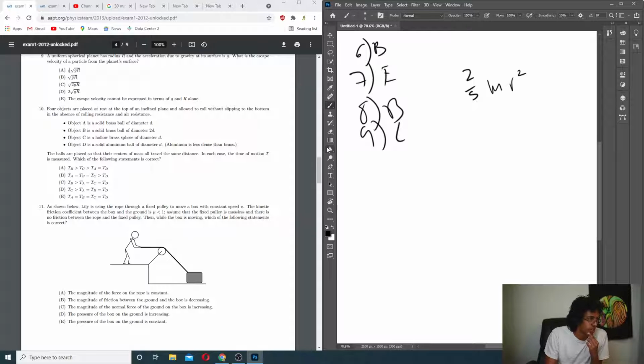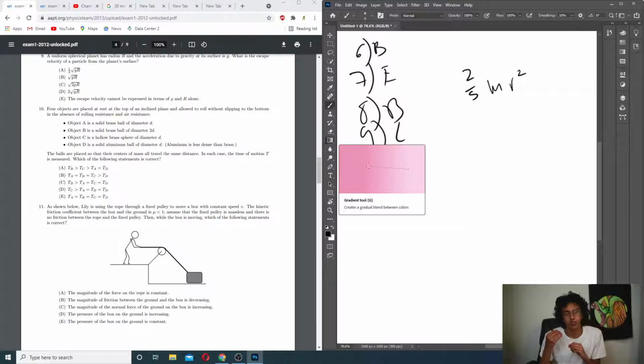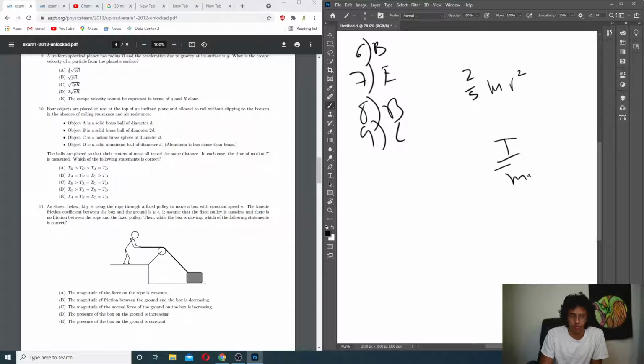Do they have the same mass? Okay, well, for sure, when you put rolling things on an incline, the only thing that matters is I over mr squared, right? So essentially your mr squared doesn't actually matter, but what matters is your coefficient here, right? So the solid brass balls should be the same. Yeah, solid brass balls should be the same.